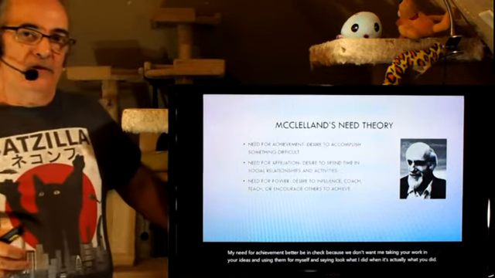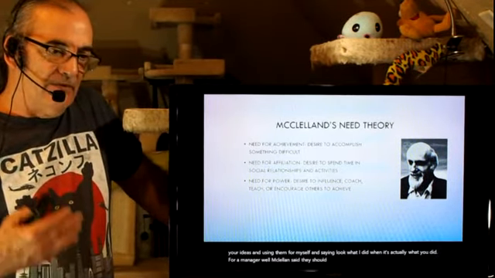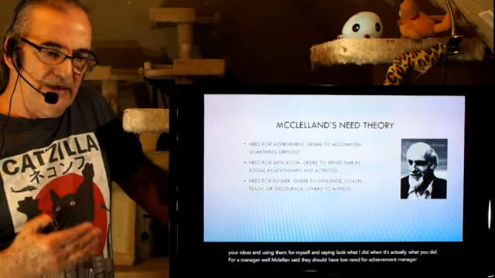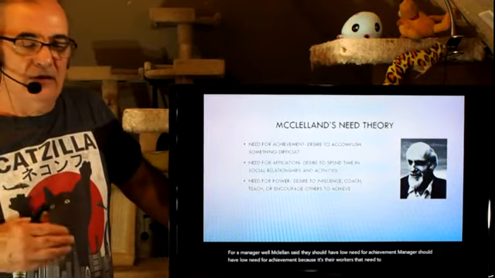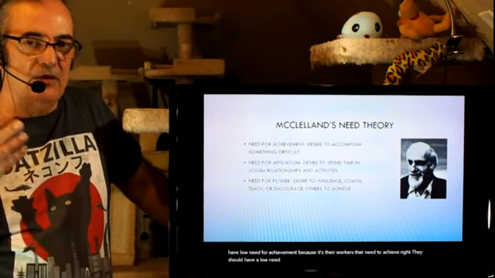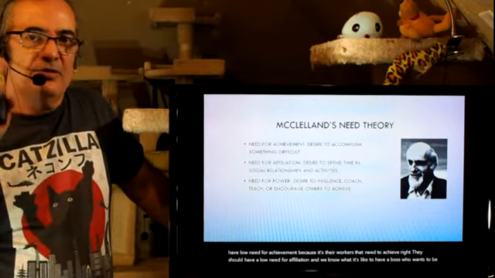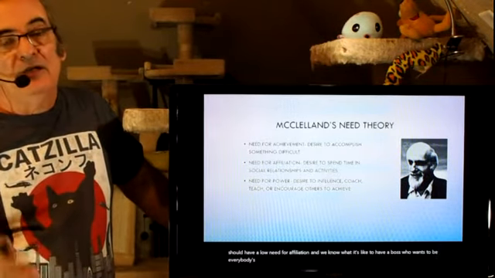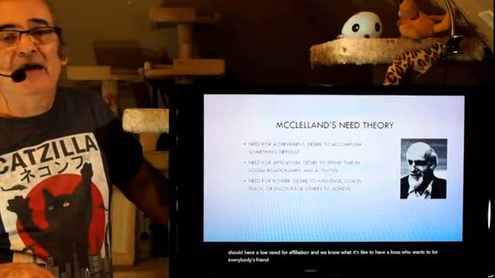For a manager, well, McClelland said they should have a low need for achievement. Managers should have low need for achievement because it's their workers that need to achieve, right? They should have a low need for affiliation, and we know what it's like to have a boss who wants to be everybody's friend. It usually turns out horribly, but they do need a high need for power, a lot like a teacher, right?